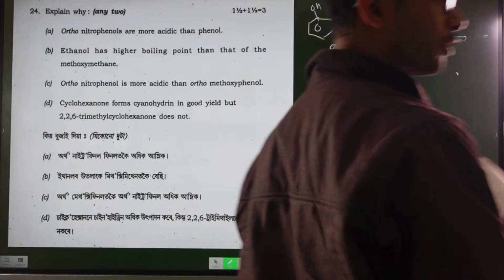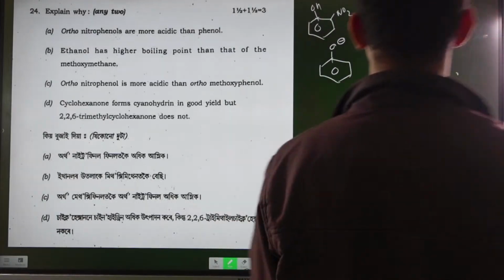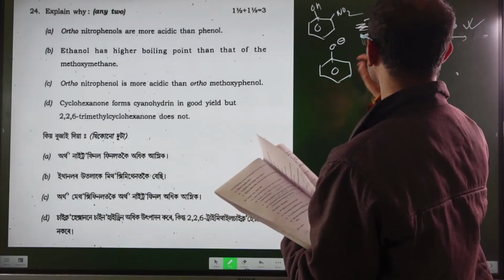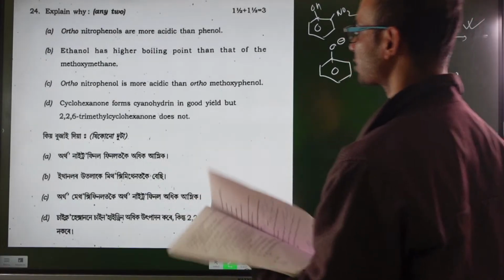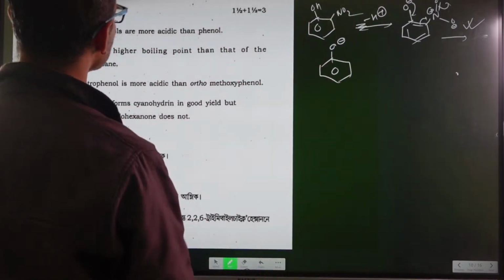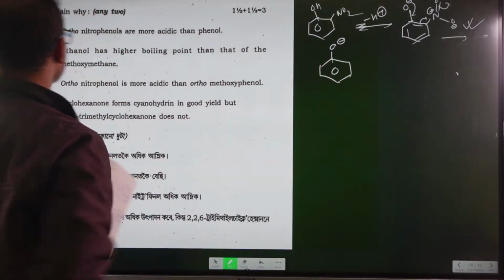Furthermore, there is an electron withdrawing group at the ortho position. Therefore, this is more acidic in nature compared to this phenoxide ion. Okay, so moving to this, ethanol has a higher boiling point than that of methoxyethane.